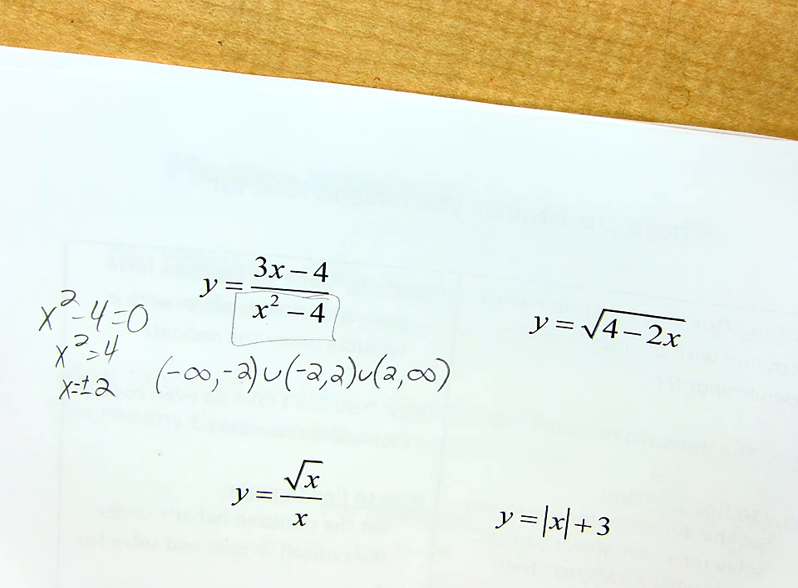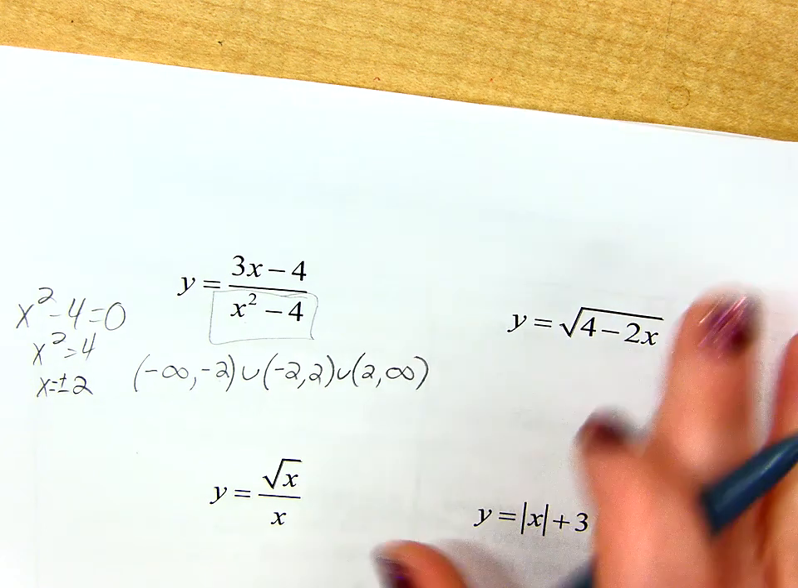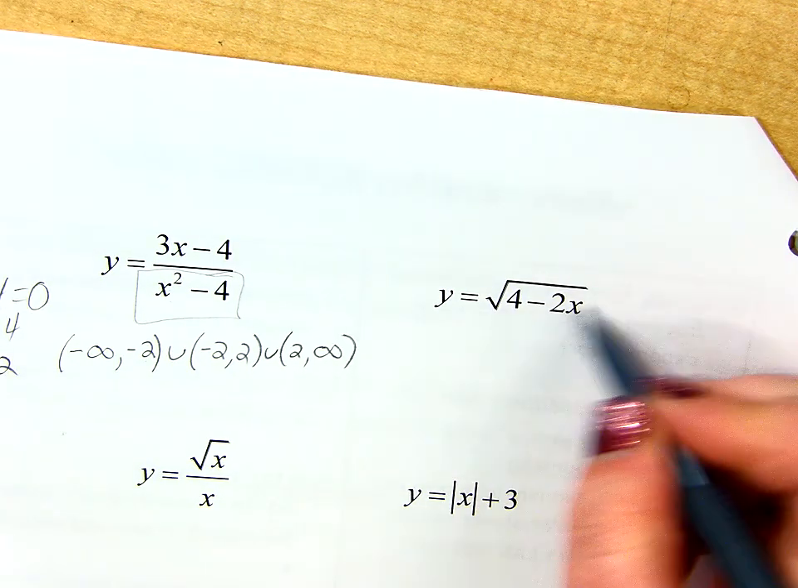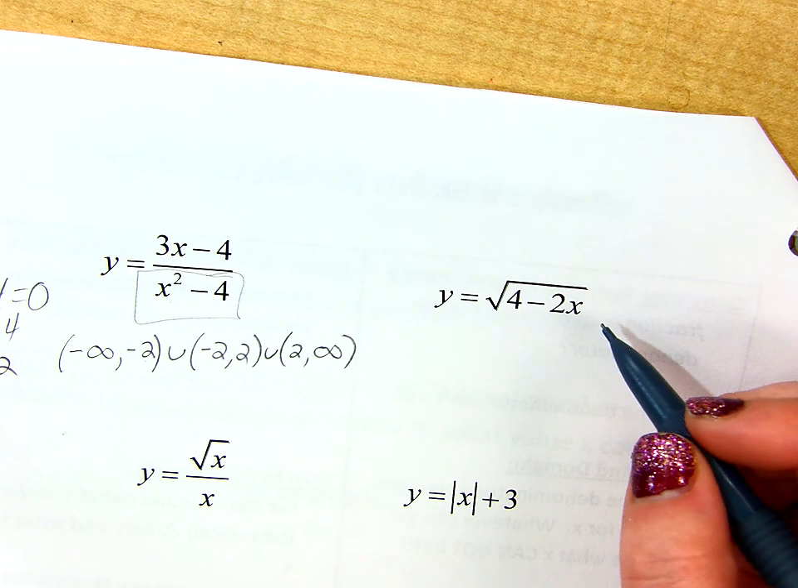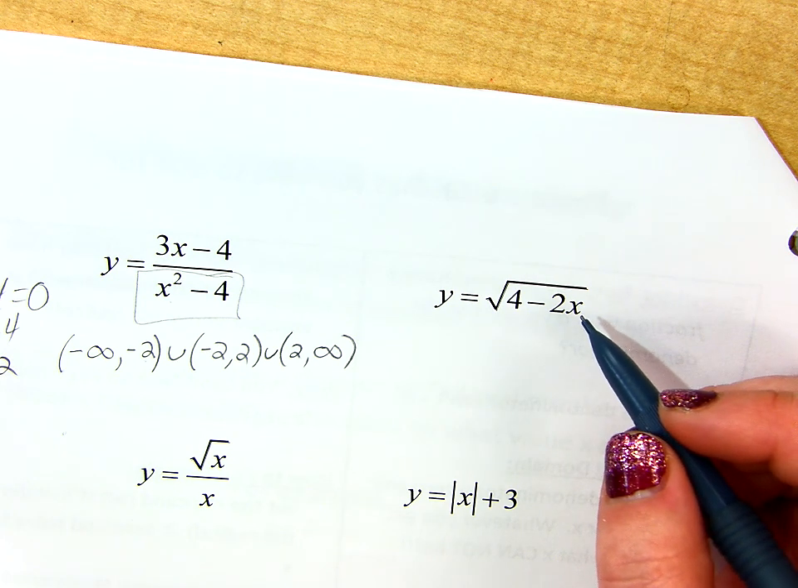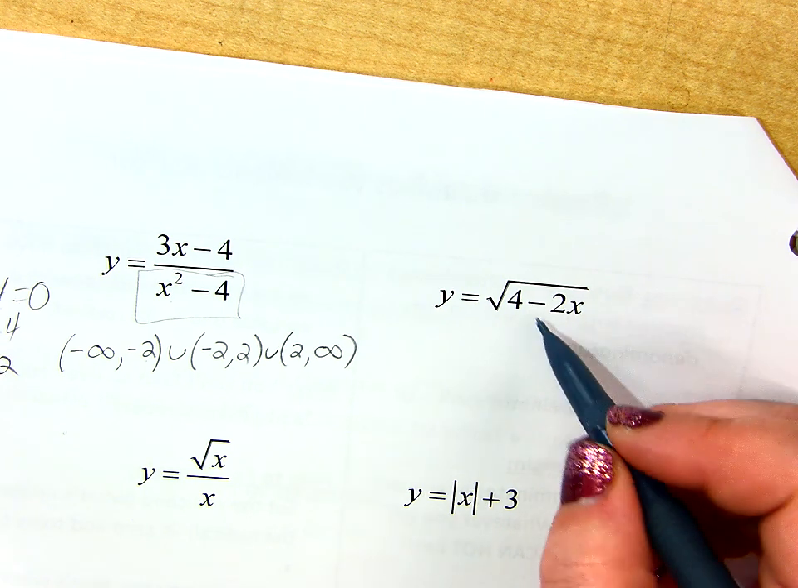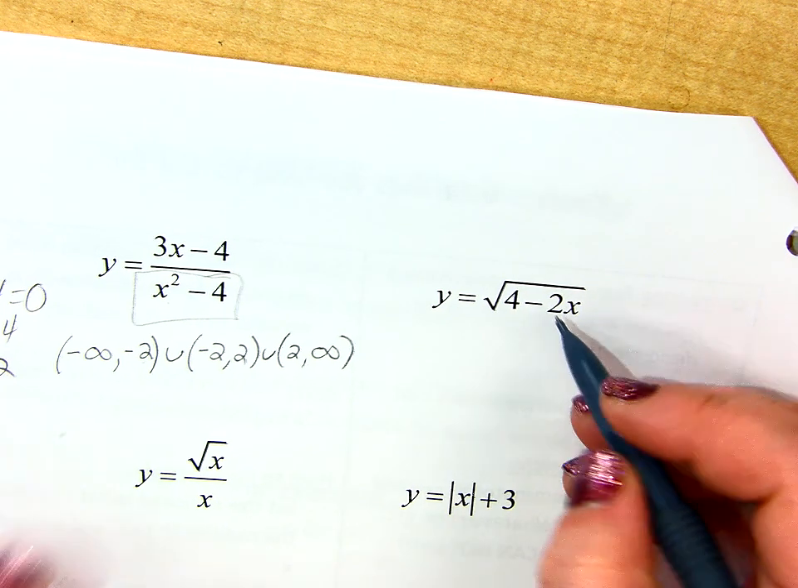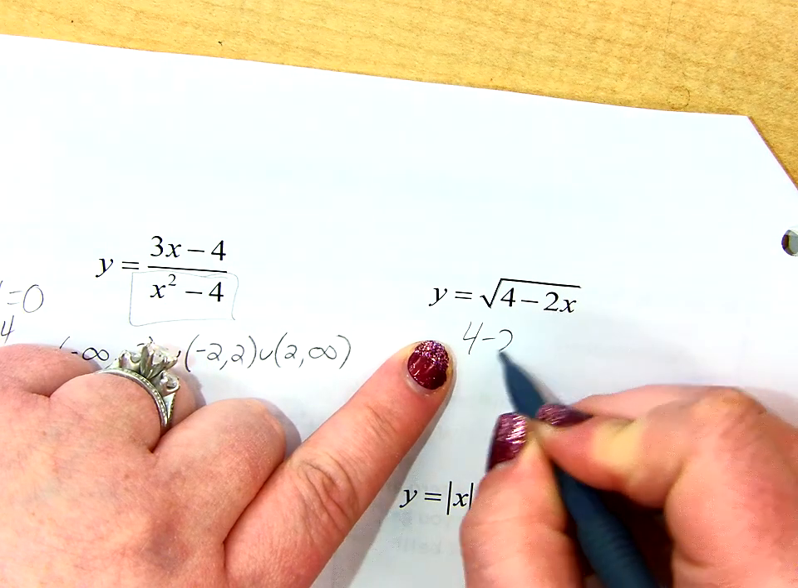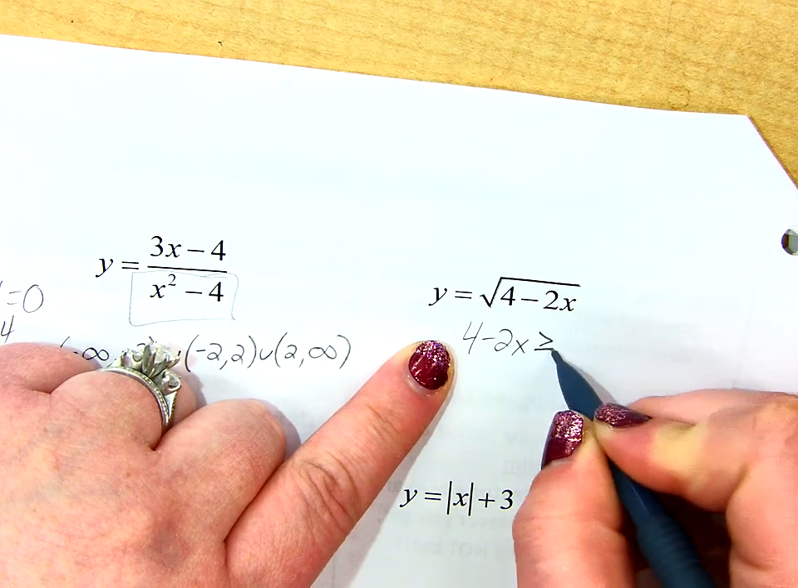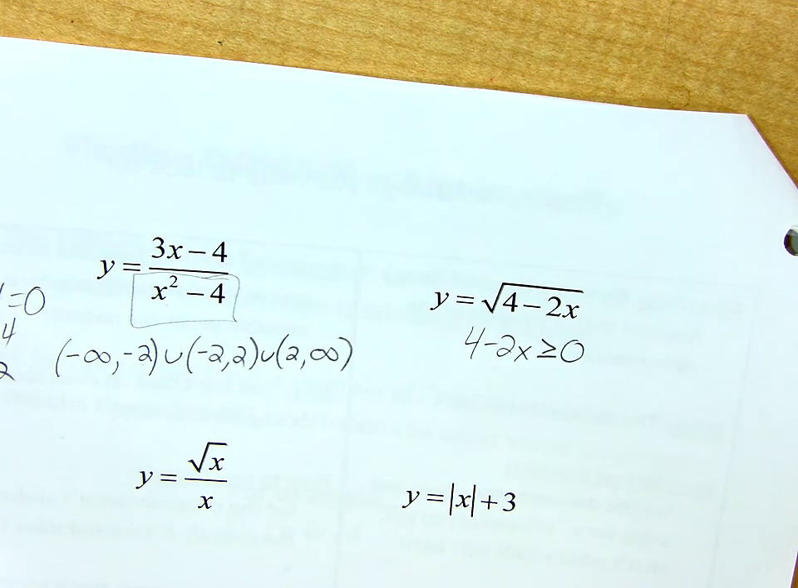Let's try one like, oh, I was like, let's do the last one. The one right next to this is the same thing. All right, let's look at this one. This one's not a fraction, so I don't have to worry about a 0 in the denominator. What do I have to worry about? I can't have a negative under there. So whatever this is, 4 minus 2x, has to be greater than or equal to 0. I can take the square root of 0, but I can't take the square root of a negative. So whatever it is, it's got to be greater than or equal to 0.